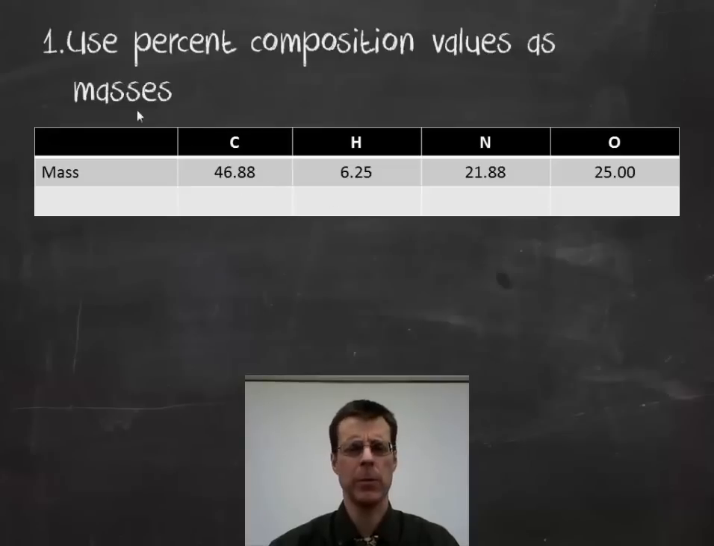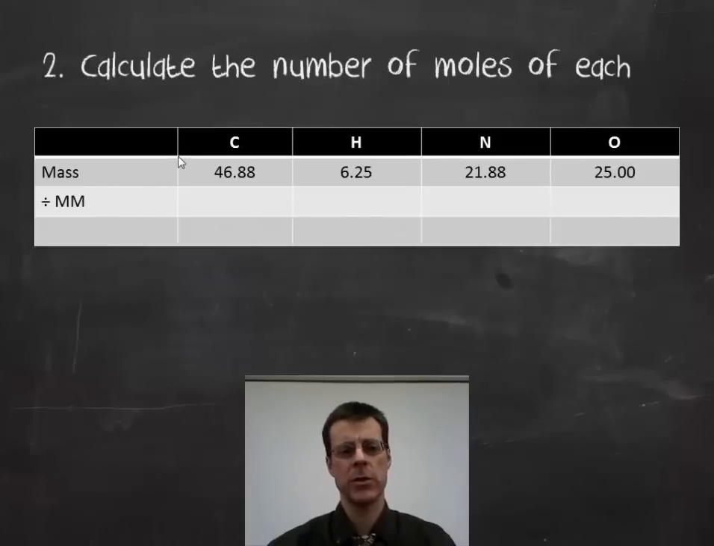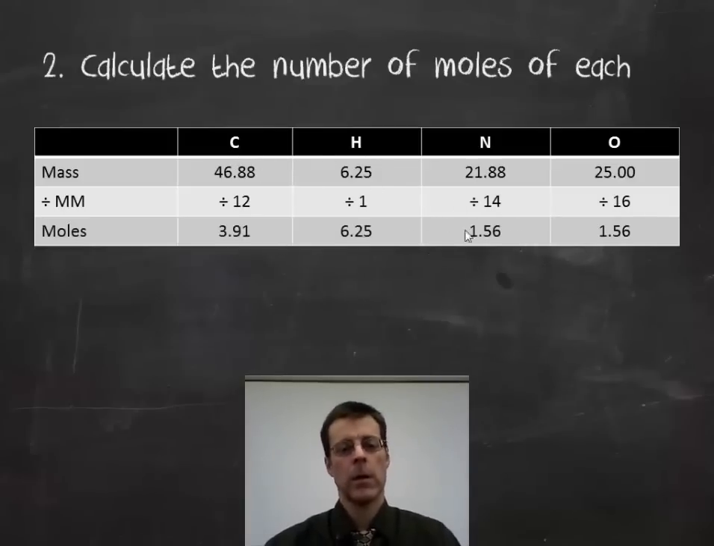I like a table. I like to put the atoms that I'm talking about across the top, so carbon, hydrogen, nitrogen, and oxygen, and I start right away labeling it on the far left-hand side. So the percent composition numbers, which were in the question, are now my masses. Step number 2 said convert to the number of moles, so calculate the number of moles of each. That means divide by the molar mass. So I want the molar mass of carbon, hydrogen, nitrogen, and oxygen. So divided by 12, divided by 1, divided by 14, and so on. That calculates out the number of moles.